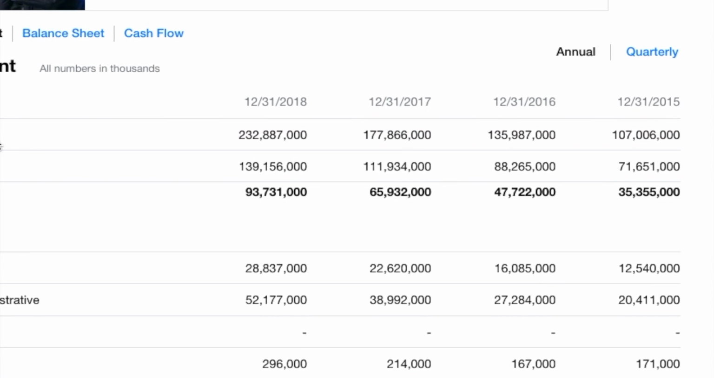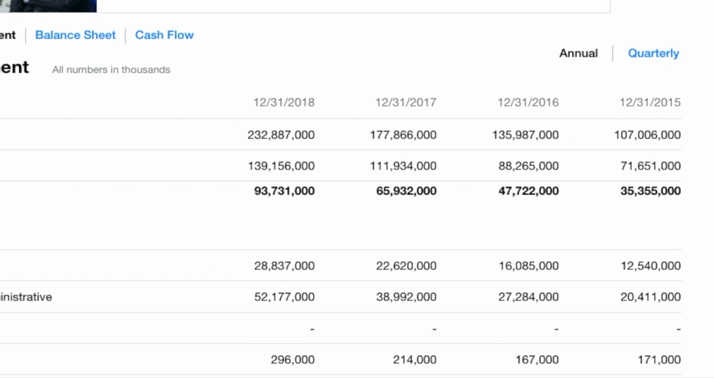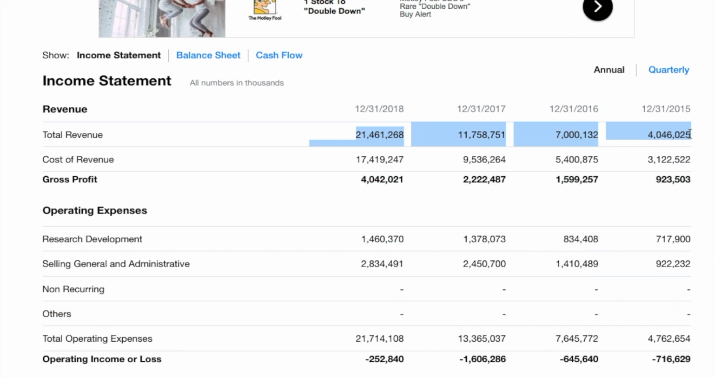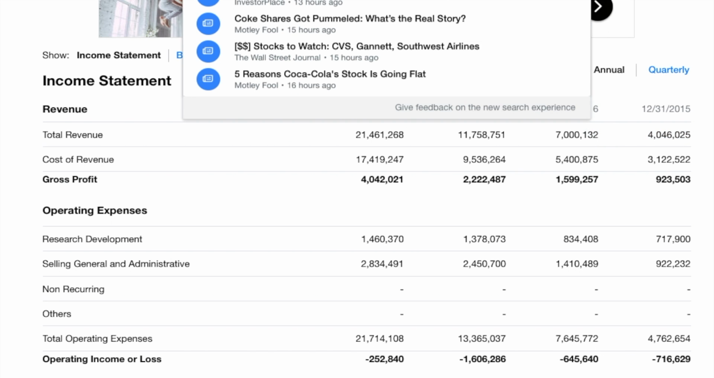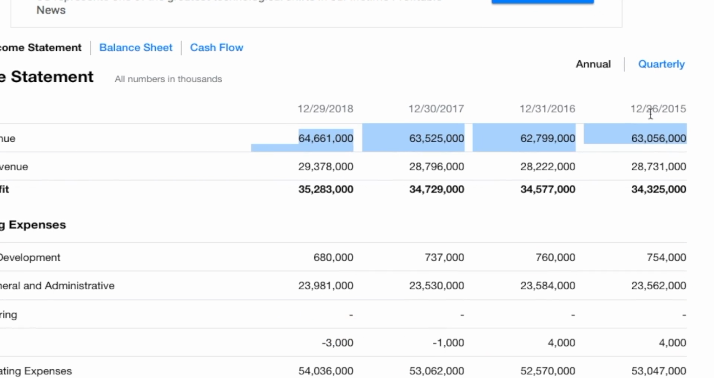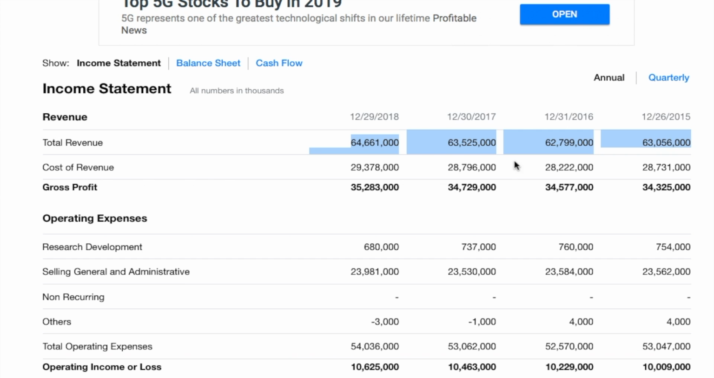Looking at Amazon again, Amazon's a growth stock. Their revenue is growing, right? Let's look at another growth stock. Let's look at Tesla. Tesla, their revenue is growing. See, we have 21 billion now versus 4 billion 5 years ago, huge revenue growth. Let's look at a company like Pepsi. This is a value stock. If we look at Pepsi, their revenue is not really growing at all. In 2015, their revenue was 63 billion. Now their revenue is 64 billion. That's barely any growth. Let's look at Coke.